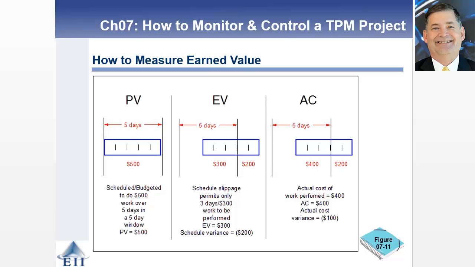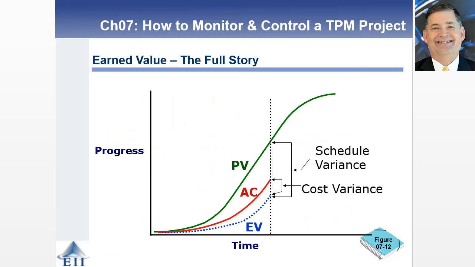And so what has happened is you've got a schedule variance of 200, which would be 500 minus 300. You still have $200 worth of work, and that's causing a schedule issue. And then AC is going to be the actual cost of the work performed. Okay, so you had budgeted 300 or 500, but you've done it with 400, and so you've got a variance of $100.